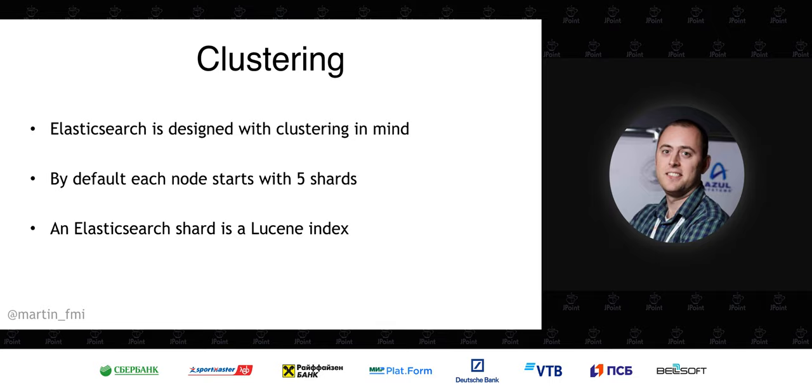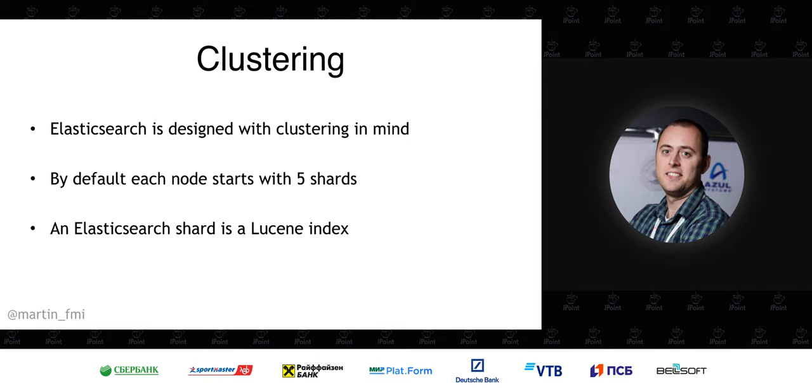One of the essential capabilities that Elasticsearch provides is the possibility to scale on a large amount of instances, to have a cluster with a large amount of instances and be able to distribute data evenly whenever we add more instances to the cluster. By default, each node starts with a number of five primary shards. And each Elasticsearch shard is in fact a Lucene index.